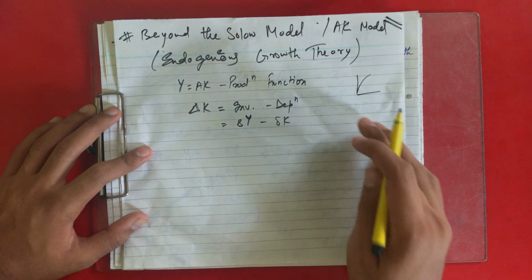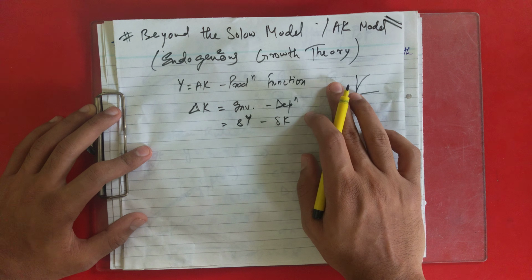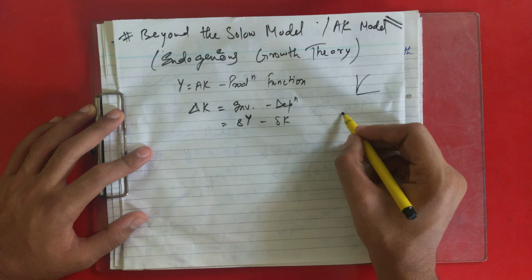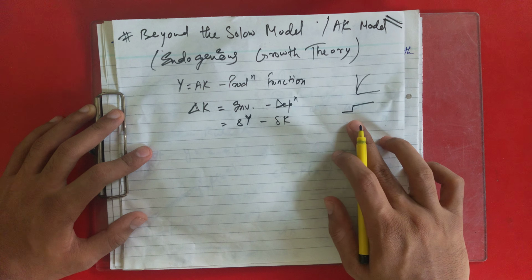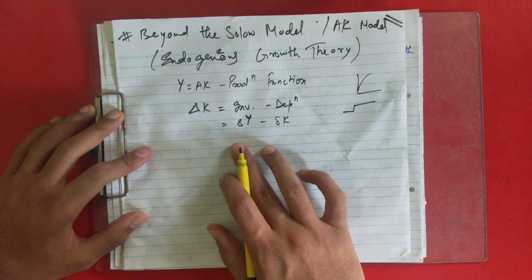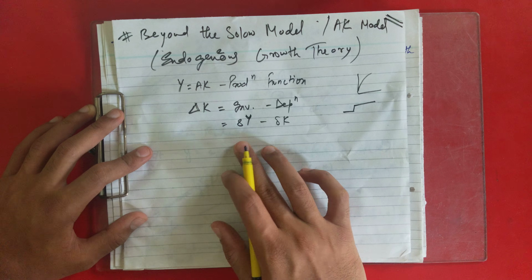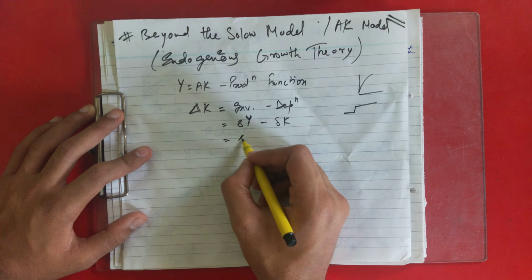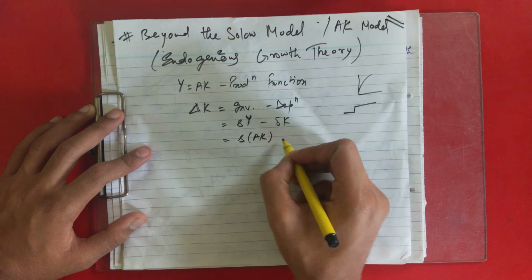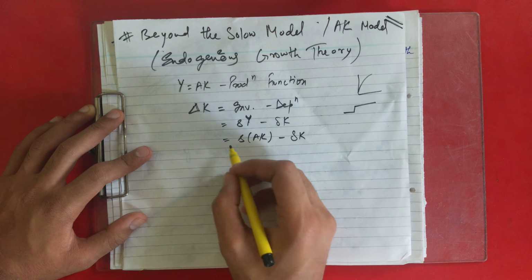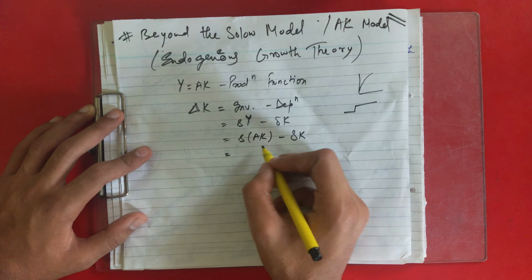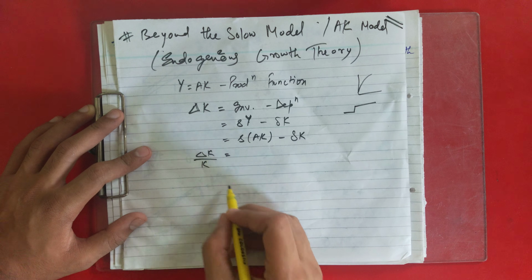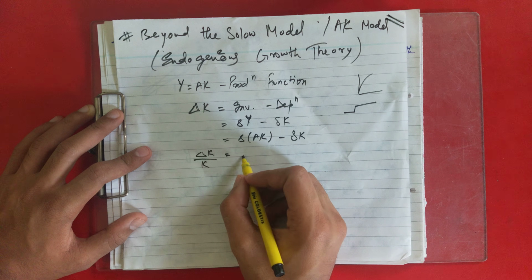And one more distinction is that in the Solow model it determined only a level effect, but in this you can have a growth effect, and I am going to tell you in a few minutes how it represents the growth effect. So I am just substituting this value here: s into AK minus delta K, right? Now you can take K common. So I am taking K common and keeping it here. What will be here now?